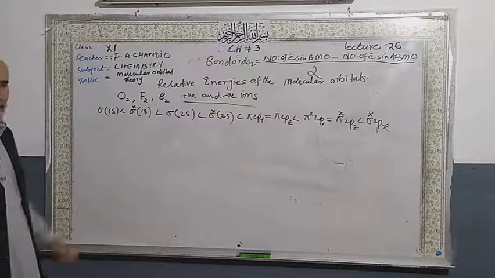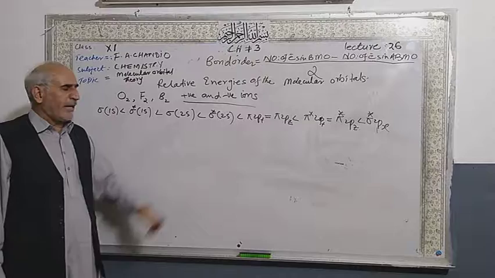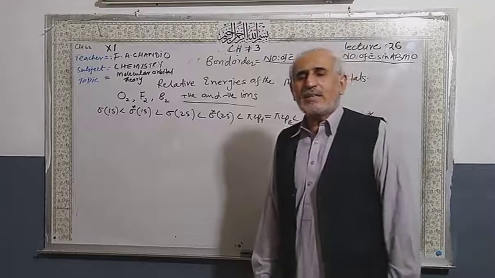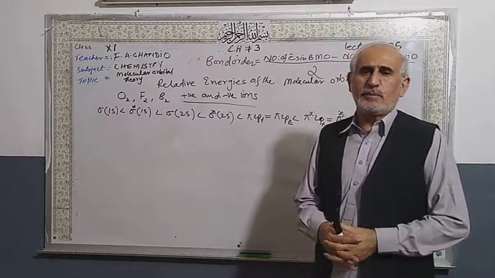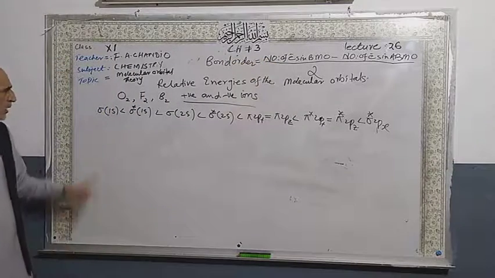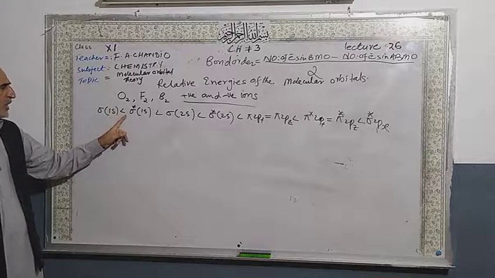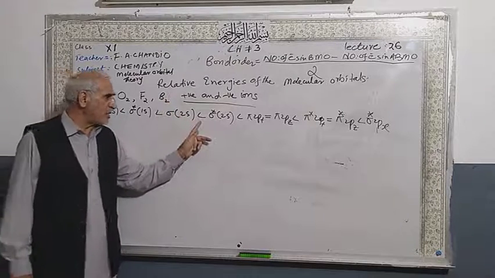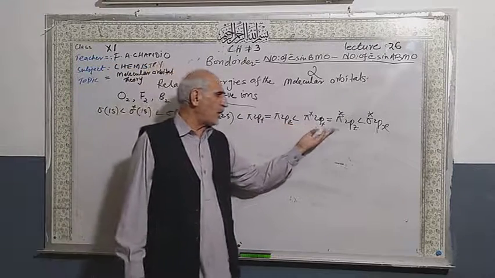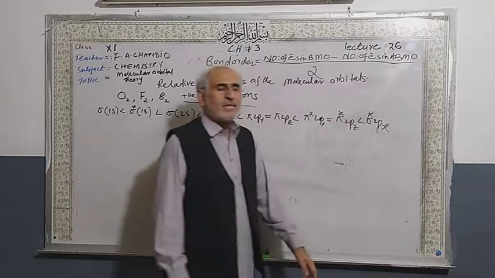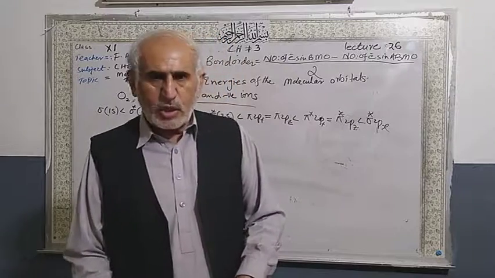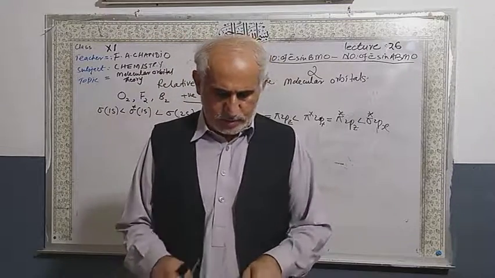fluorine, boron, which I will explain later, and the positive and negative ions, you have to follow this increasing order of their energies. Sigma 1s, then sigma star 1s, then sigma 2s, then sigma star 2s, then pi 2py is equal to pi 2pz, then pi star 2py, pi star 2pz, and last one is sigma star 2px. This is for the oxygen molecule, fluorine molecule, and also boron molecule.